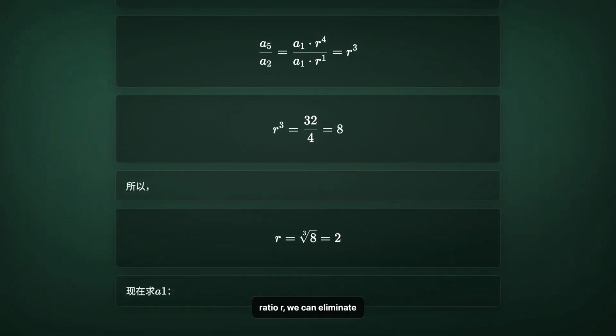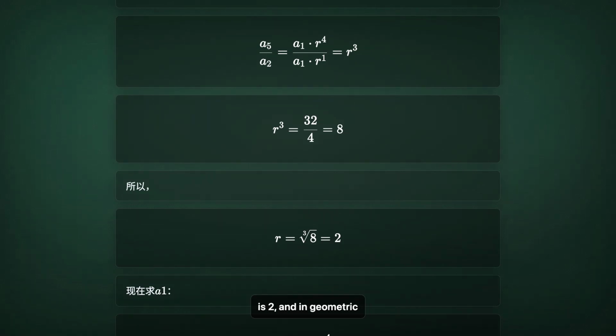To solve for the common ratio r, we can eliminate a sub 1 by dividing the equation for a 5 by the equation for a 2. This gives us a sub 1 times r to the fourth divided by a sub 1 times r to the first equals r cubed. And on the right side, 32 divided by 4 equals 8. So, r cubed equals 8. Taking the cube root, we find r equals 2.